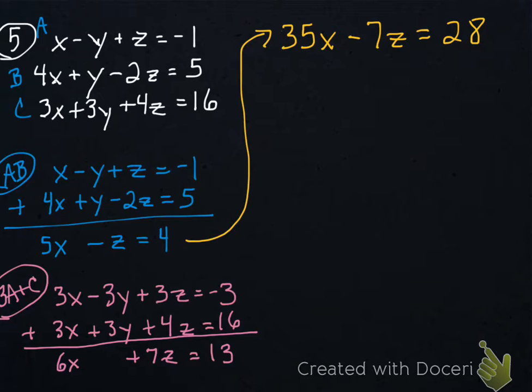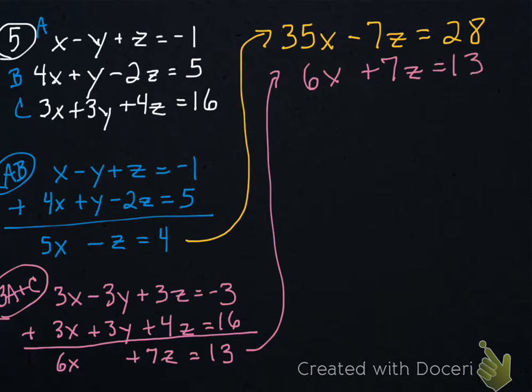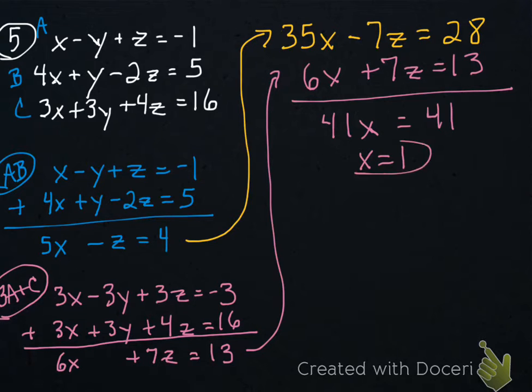Now let's go ahead and bring up the other equation so that we can add them together. So I have 6x plus 7z equals 13. When we add those together, let's see what happens. 35 plus 6 is 41. My z's cancel. And 28 plus 13 is also 41. So x is equal to 1.